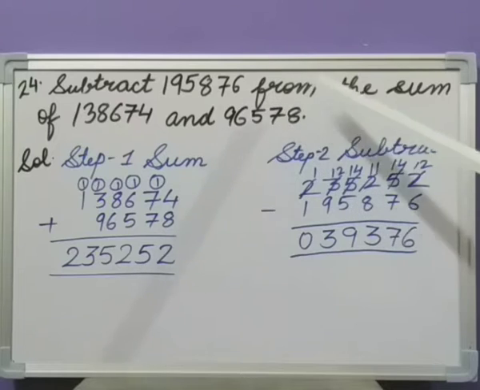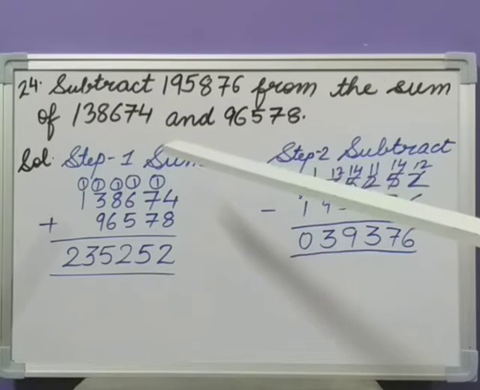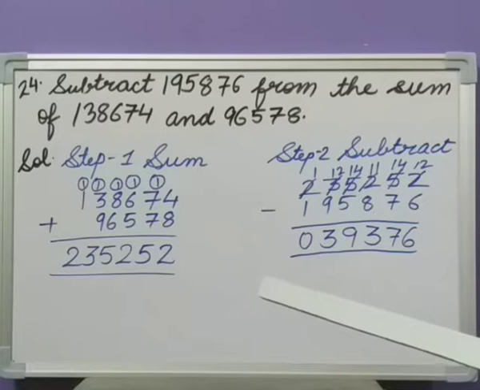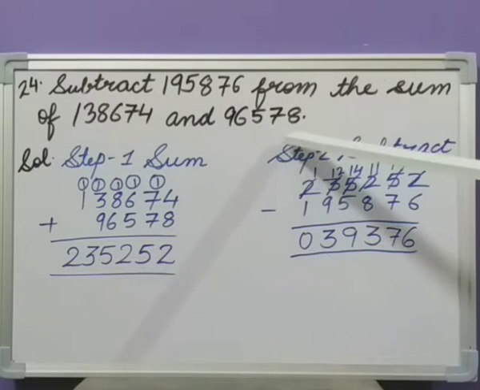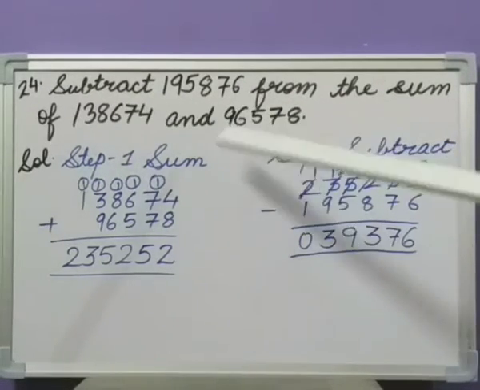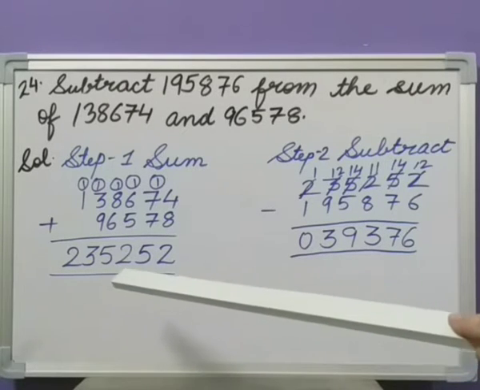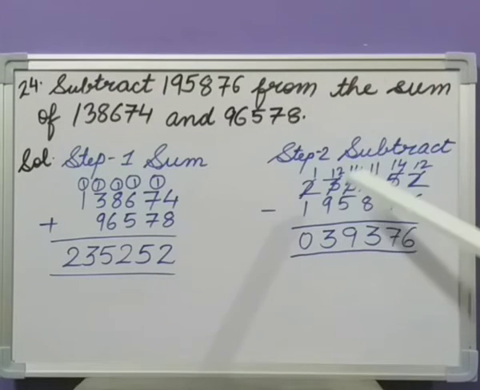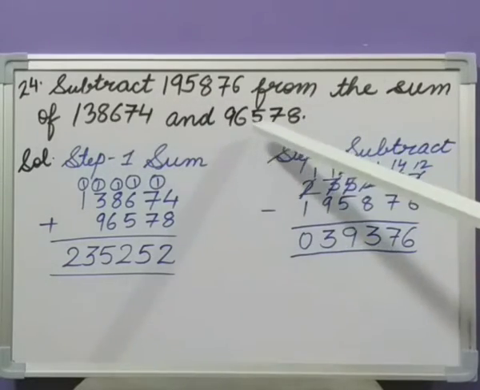1,95,875 from the sum of 1,38,674 and 96,578. Now here the minuend will be the sum of these two numbers and the subtrahend will be this number. Now the first step is to find out the sum of these numbers, and the sum is 2,35,252.